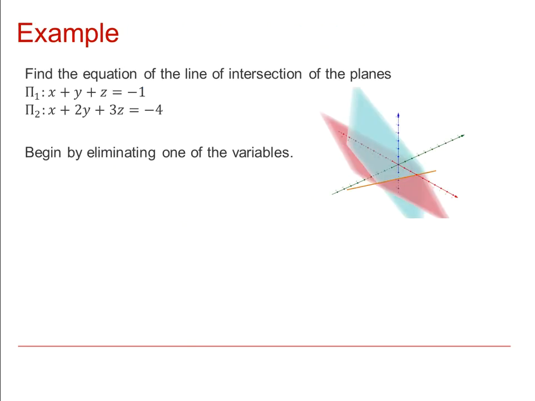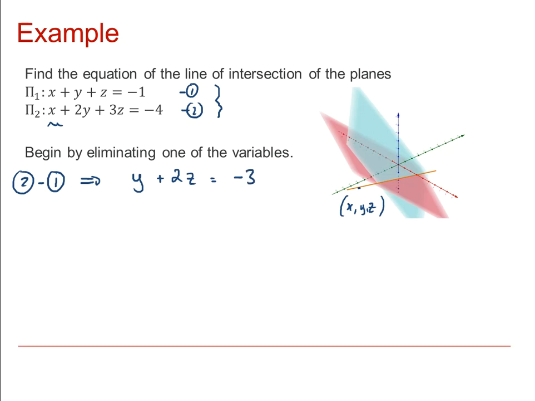Well, to find this, we want to see, is there a connection between all the points x, y, z which lie on this line that we can find from the two equations of the plane? Taking those equations as equation 1 and equation 2, the first step is to eliminate one of the variables. The easiest one here is to eliminate x by doing equation 2 minus equation 1. And that gives us the fact that y plus 2z is equal to negative 3. And that must be true for all the points on the line.